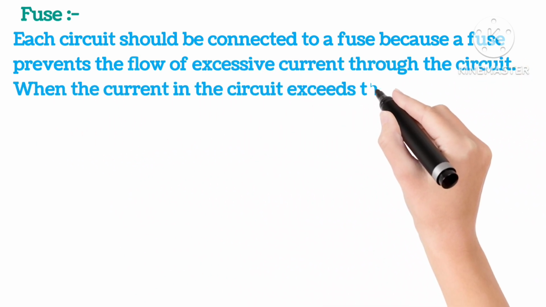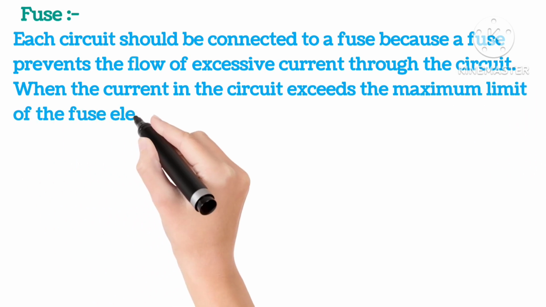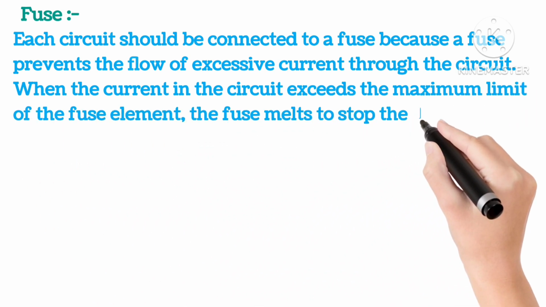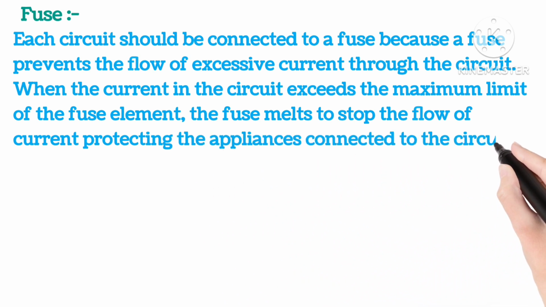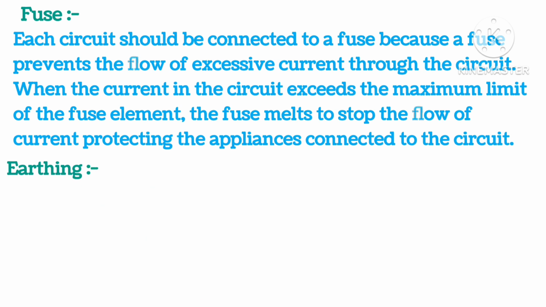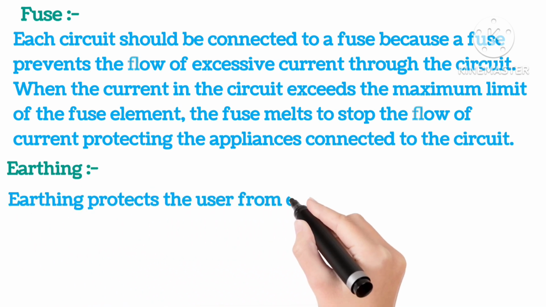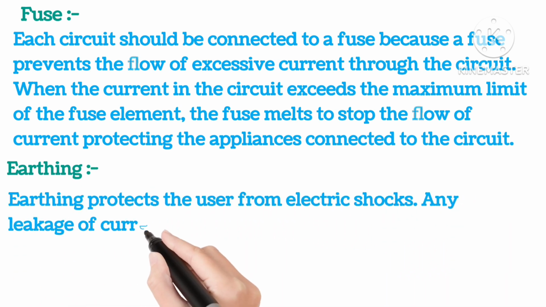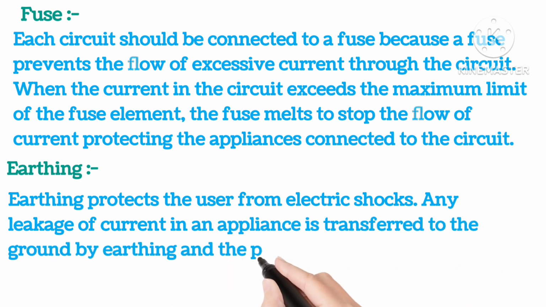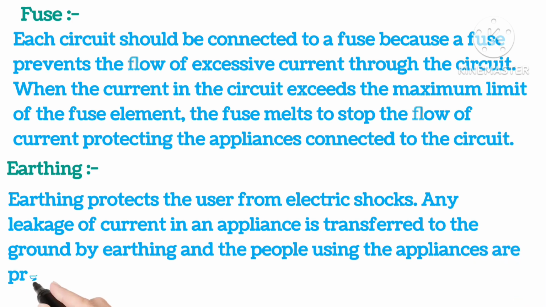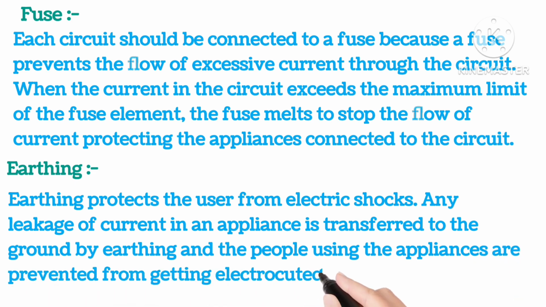When the current in the circuit exceeds the maximum limit of the fuse element, the fuse melts to stop the flow of the current, protecting the appliances connected to the circuit. Earthing. Earthing protects the user from electric shocks. Any leakage of current in an appliance is transferred to the ground by earthing, and the people using the appliances are prevented from getting electrocuted.